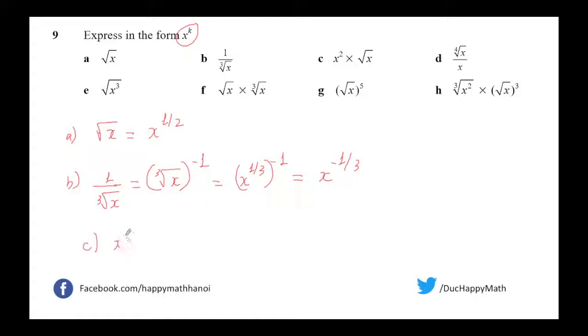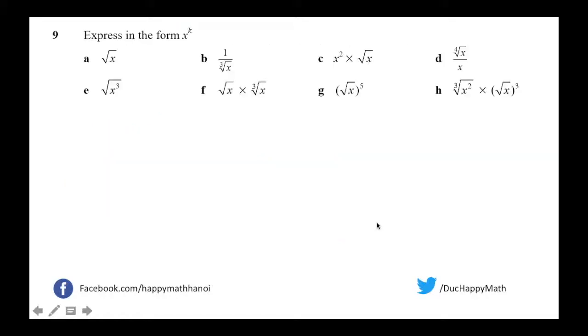C, you got x squared times the square root of x, it means x squared times x power 1 over 2. It means x power 5 over 2. Question D, square root of 4 over x divided by x. X power to 1 over 4 and x here. This means x power 1 over 4 minus 1. So h will be equal to -3 over 4.